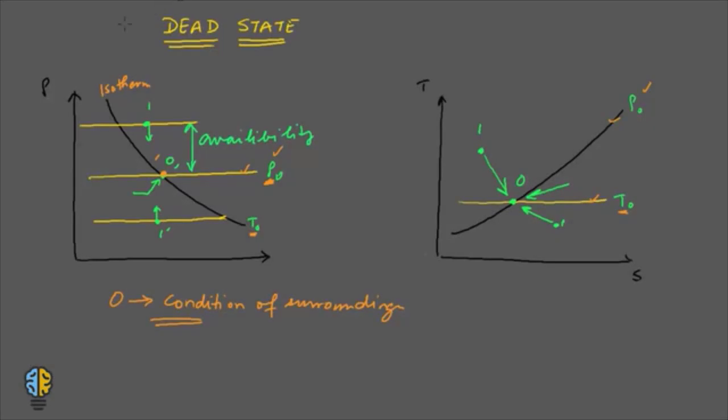Now let's talk about dead state. To understand this, let's pay attention to these two plots. The first one is a PV plot, and the second one is a temperature entropy plot. In this we talk about a term called dead state, and in conjunction with it we will also introduce a new term, but we'll define that in another video, and that term is availability.